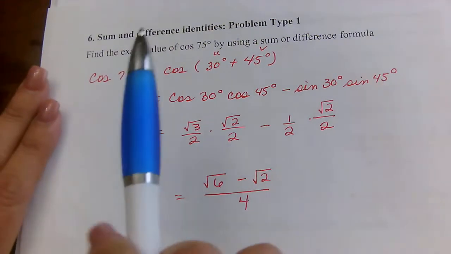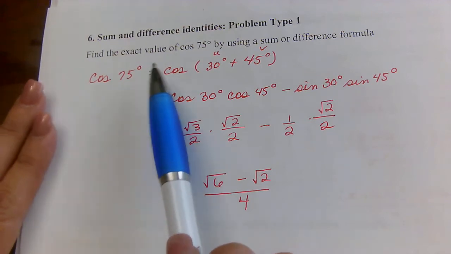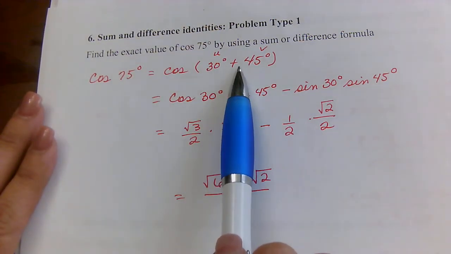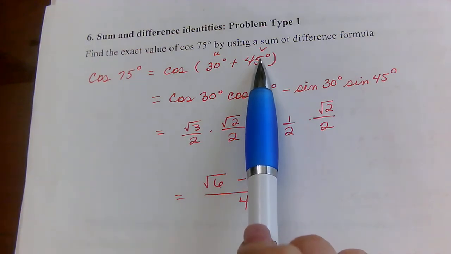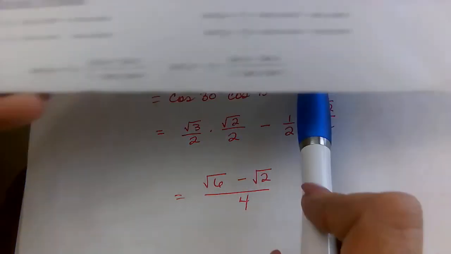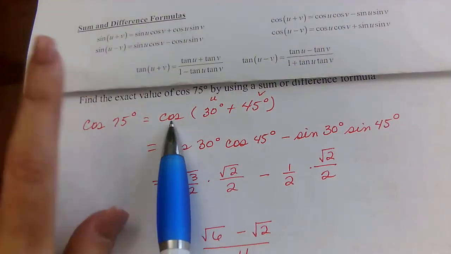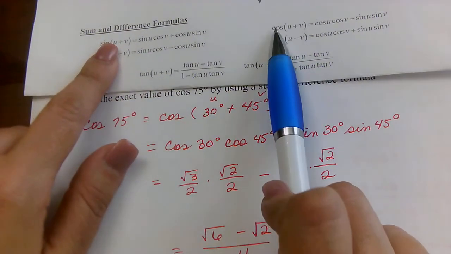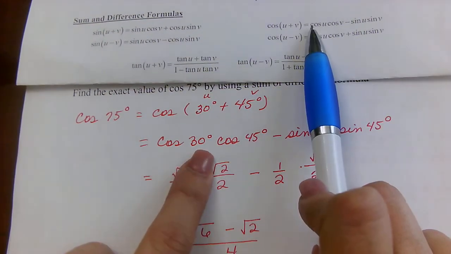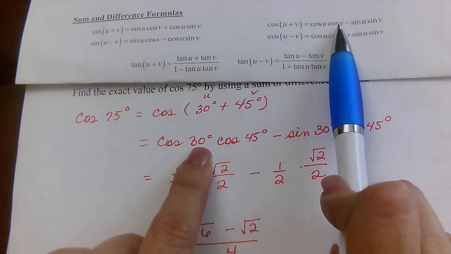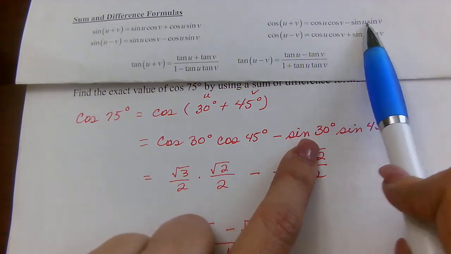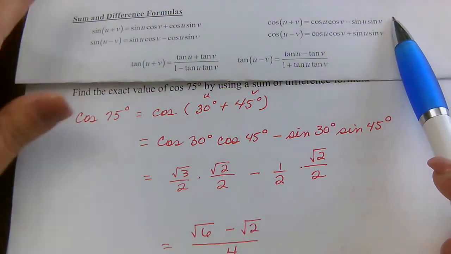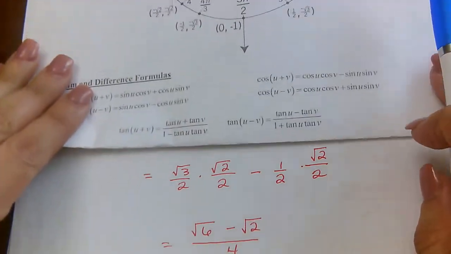Okay, number 6, cosine of 75 is the same thing as saying cosine of 30 degrees plus 45 degrees. Use the identities provided on the reference sheet, and we're going to use cosine with the positive, this top. So cosine of 30, cosine of 45, minus sine of 30, sine of 45. Use your unit circle to evaluate.